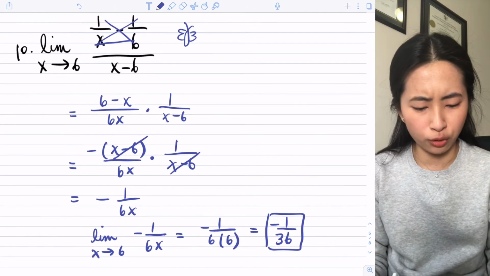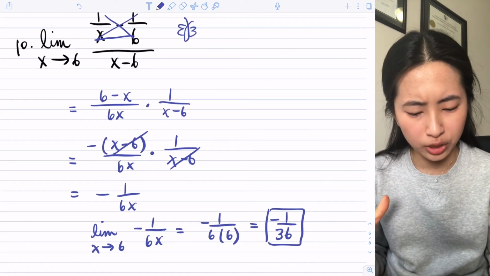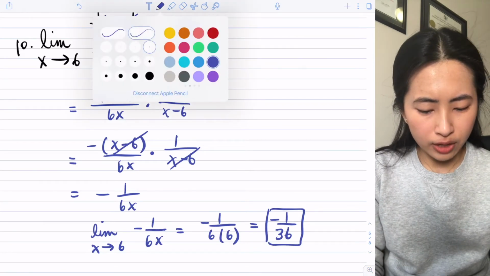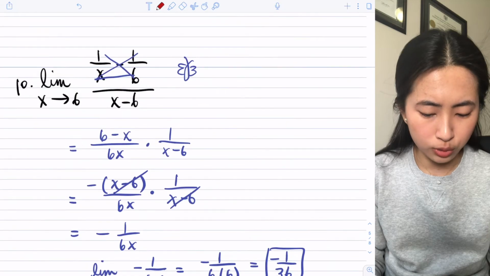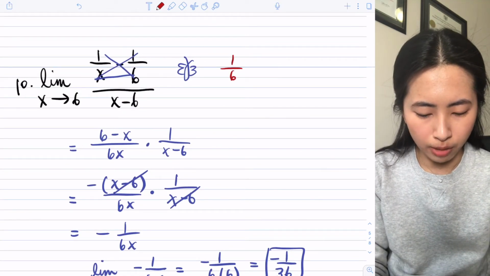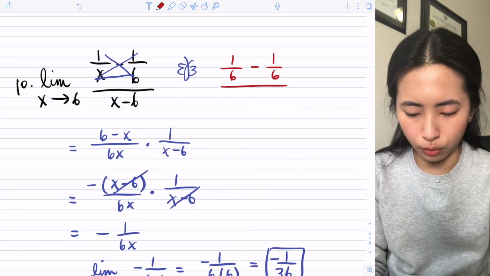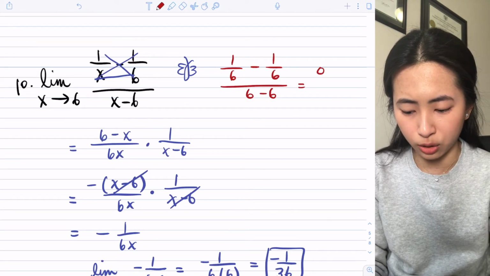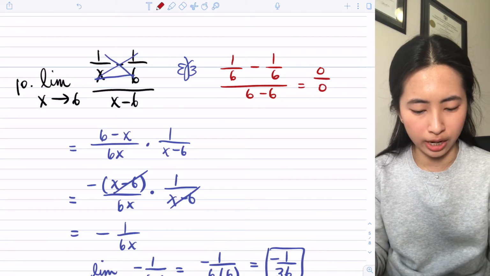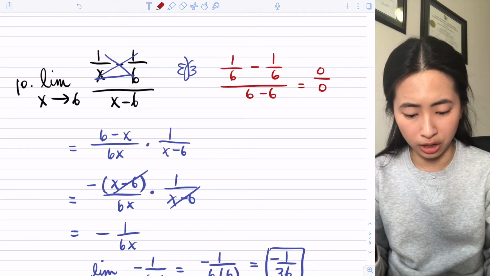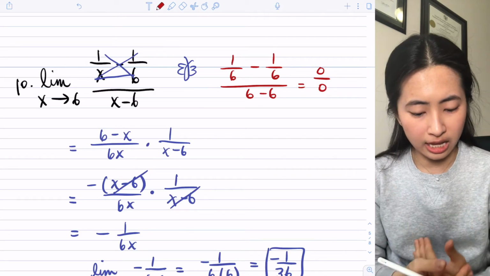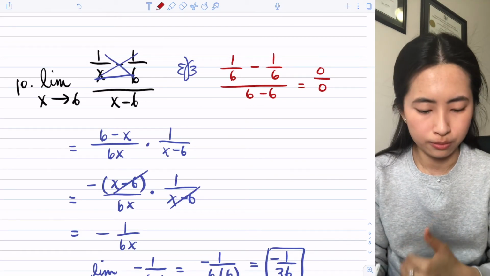And you're probably wondering, first of all, why do we have to combine the two terms together into a single term? The reason for that is because if you were to apply direct substitution in the first place, you would have 1 over 6 minus 1 over 6, and this is all over 6 minus 6. You actually get 0 over 0, and this is an indeterminate form. So that's why we had to combine everything into a single term, and then we see whether we're able to apply any technique to get rid of that indeterminate form.